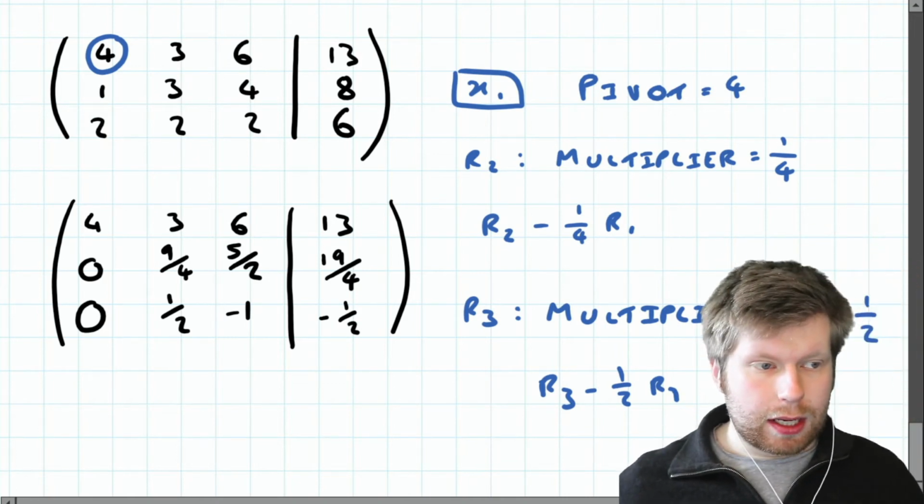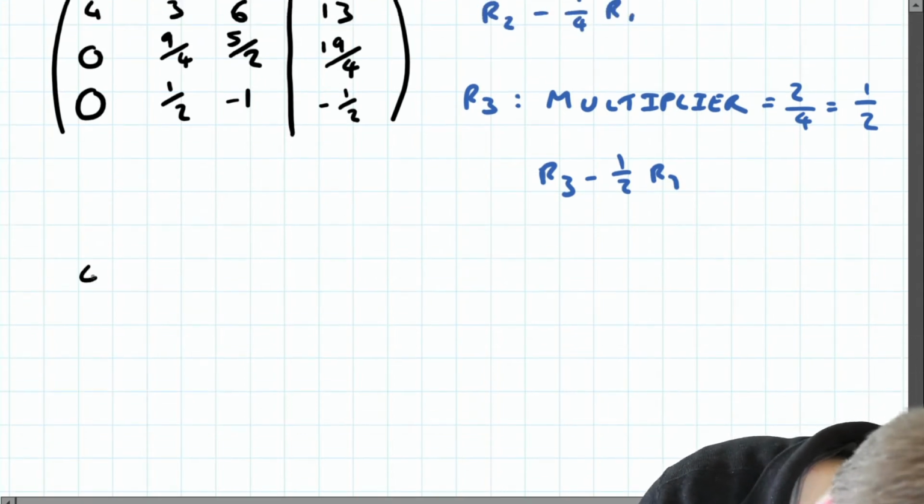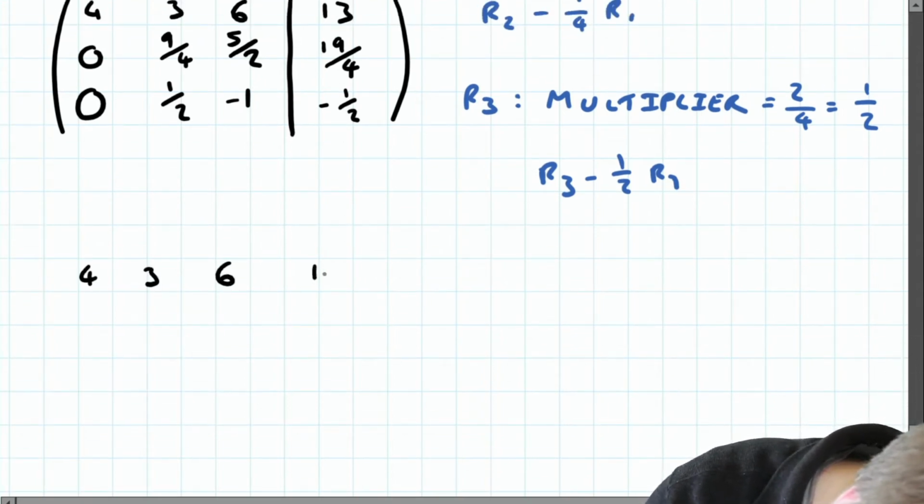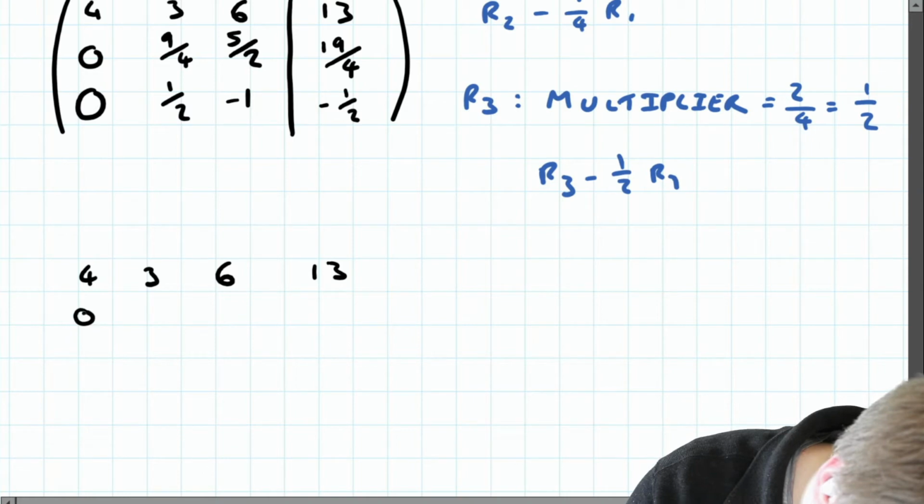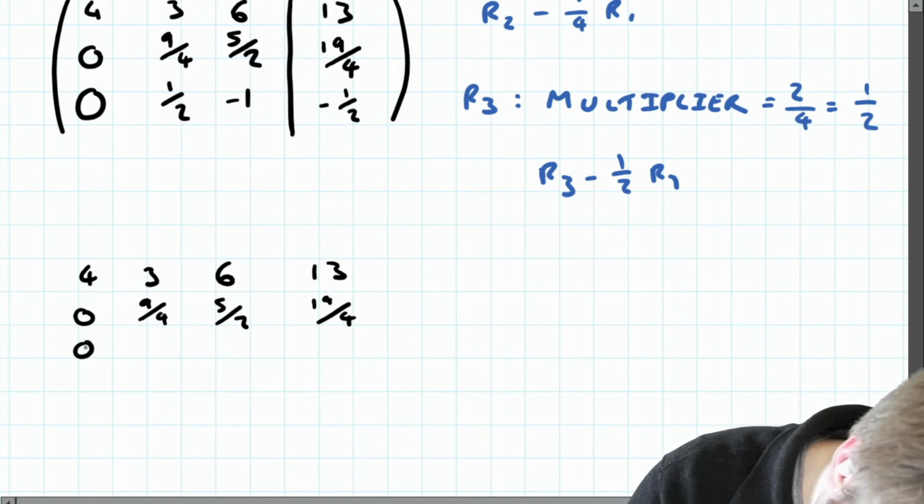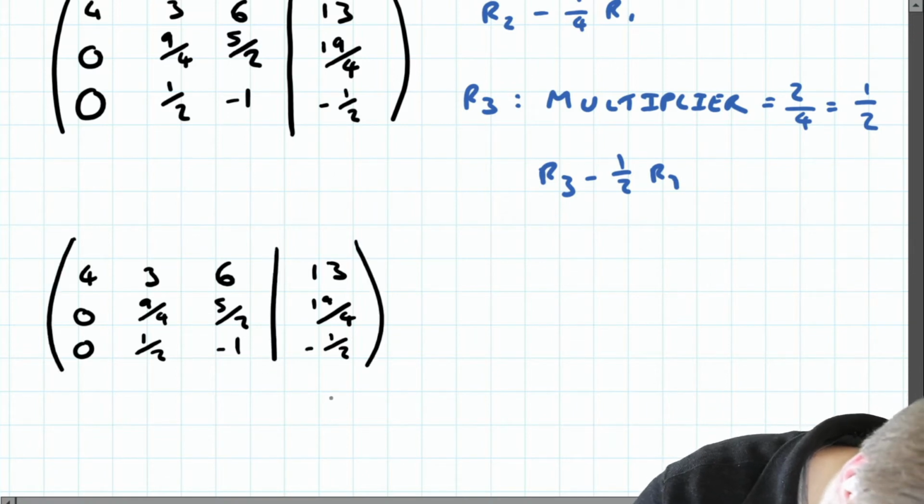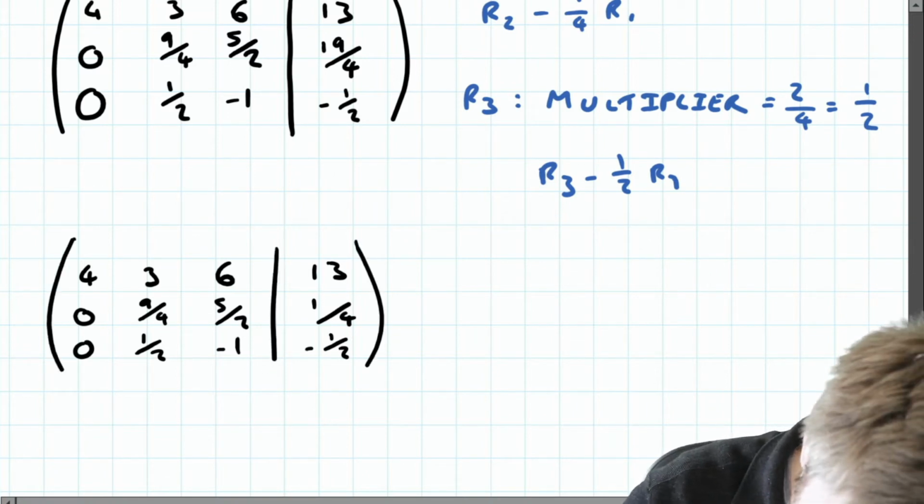So that's the end of step 1. This is the matrix which I've got at the end of step 1. So 4, 3, 6, 13, 0, 9 over 4, 5 over 2, and 19 over 4, and then 0, 1 over 2, negative 1, and negative 1 over 2. Okay, good. So now I just follow exactly the same principle as before.